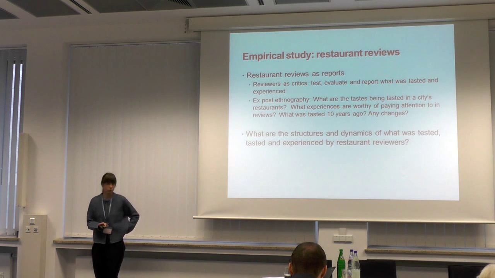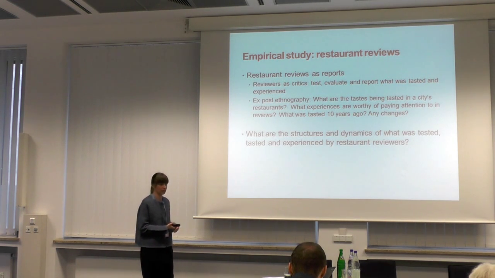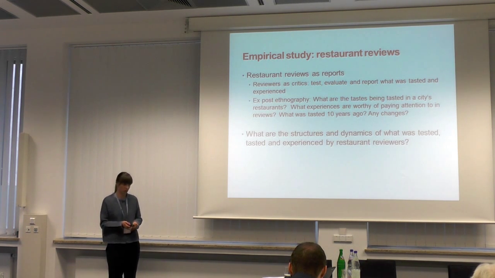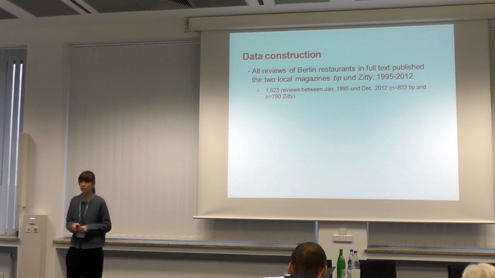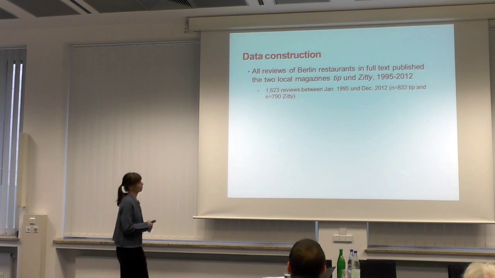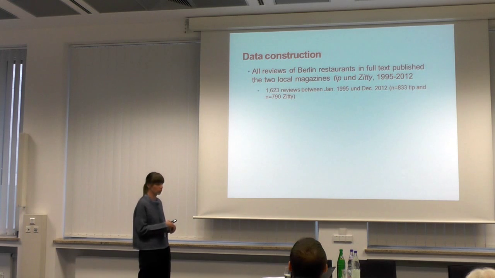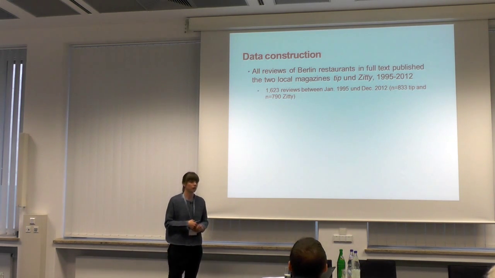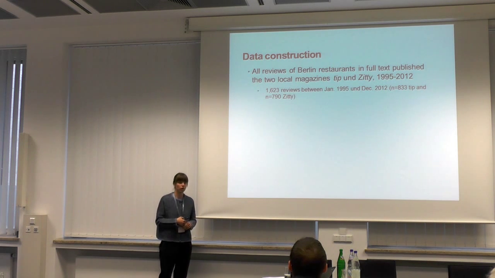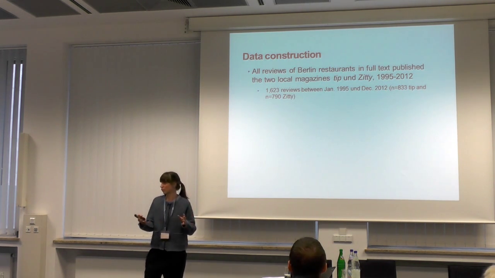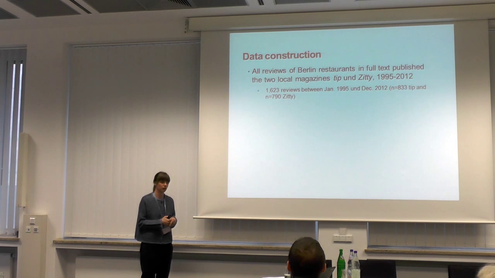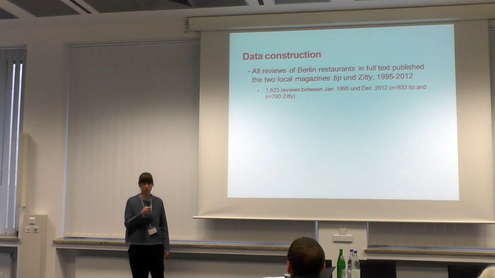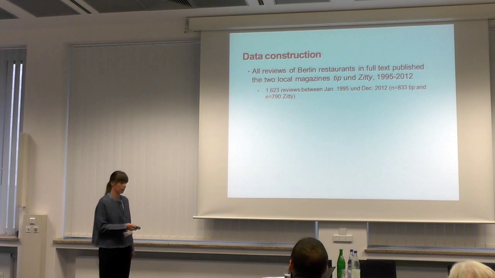The big research question is, what are the structures and the dynamics of what was tasted, tested and experienced by restaurant reviewers? And my data consists of all reviews of Berlin restaurants in full text published in two local magazines, Tip and City, between the years 1995 and 2012. It's sort of small data to you, and it's big to me in a way. It's almost 1,700 reviews between these two magazines. So all reviews that mention a restaurant are in the corpus.